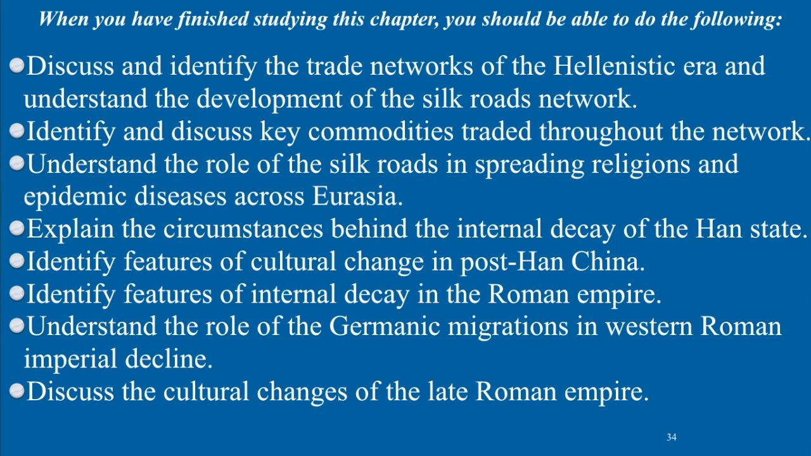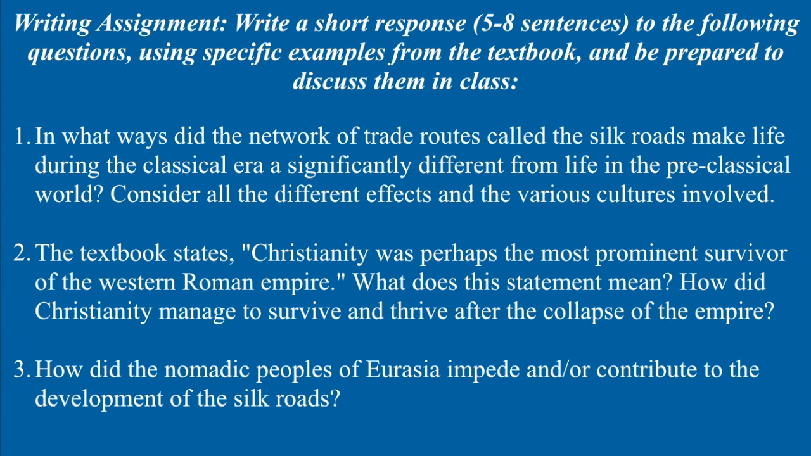Six, identify features of internal decay in the Roman Empire. Seven, understand the role of Germanic migrations in Western Roman imperial decline. Eight, discuss the cultural changes of the late Roman Empire. Here's your writing assignment, five to six sentences each. Number one, in what ways did the network of trade routes called the Silk Roads make life during the classical era significantly different from life in the pre-classical world? Consider all the different effects and the various cultures involved.